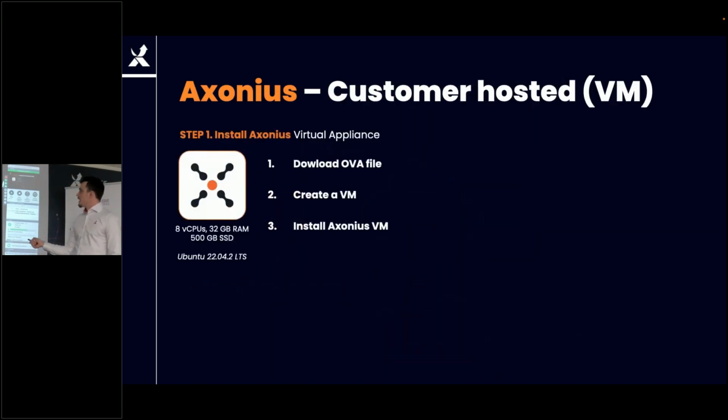Let's talk a bit more about that customer hosted deployment option. So you will deploy your own VM, so you need to install that appliance, of course, and you do that by downloading an OVA file that you will receive from Axonius, and you can use that file to create your appliance.